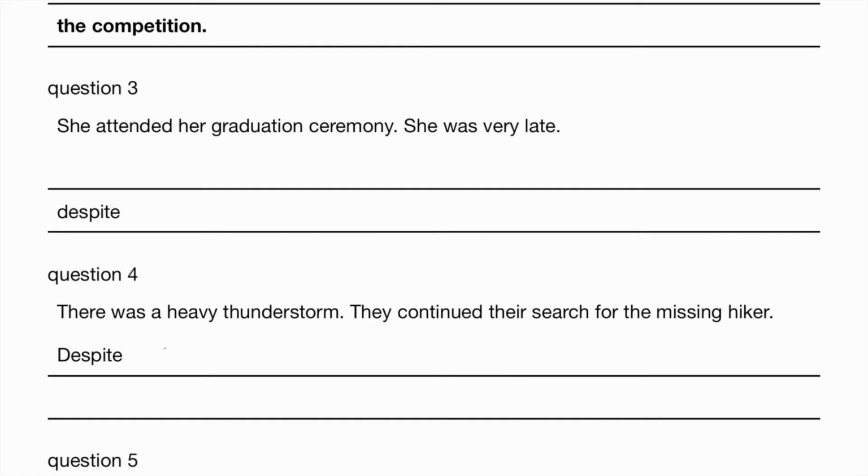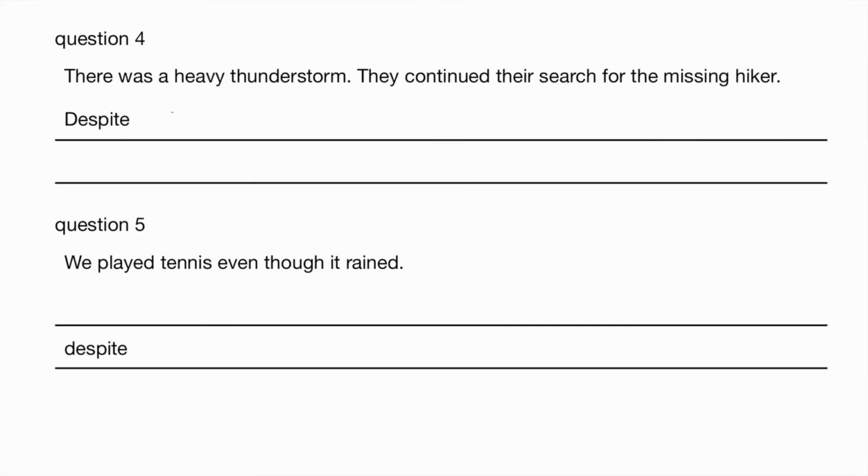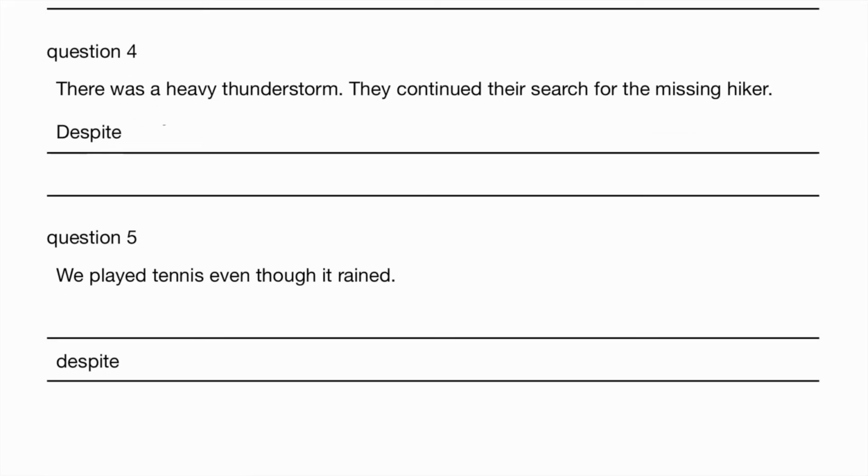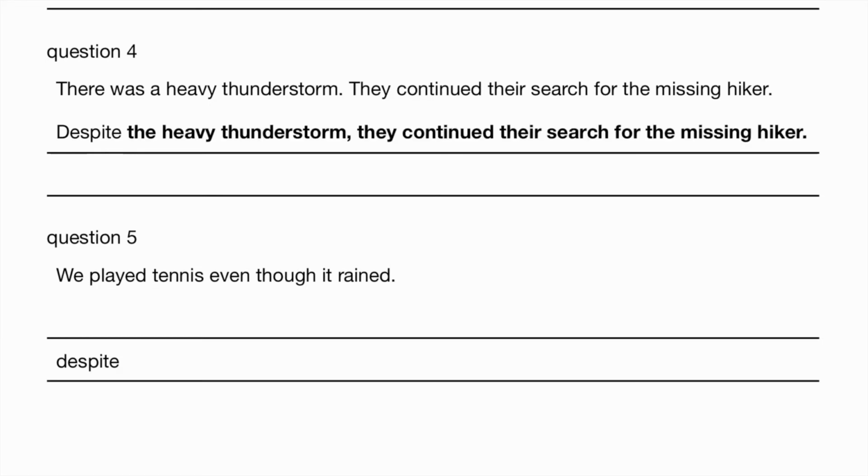So question 3, we don't have a name here, we're just using she. She attended her graduation ceremony, she was very late, okay? She attended her graduation ceremony despite being very late, or despite the fact that she was very late. There was a heavy thunderstorm. They continued their search for the missing hiker. So despite the heavy thunderstorm, they continued their search for the missing hiker.